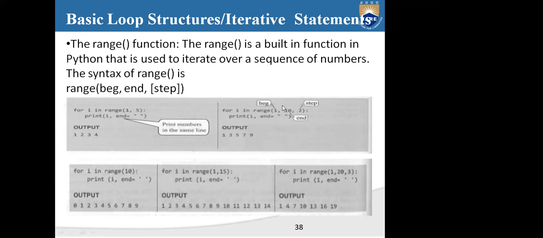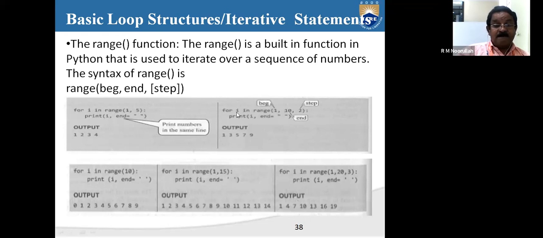Now, say for example, see the second example. For I in range 1, 10, 2. Here the beginning of the range is 1, the ending of that particular range is 10, and it is incremented with 2 because you have given plus 2. So it's going to be incremented with 2. Now it's going to write first I equals 1, right? Next, what is the next value of I? I equals I plus 2.